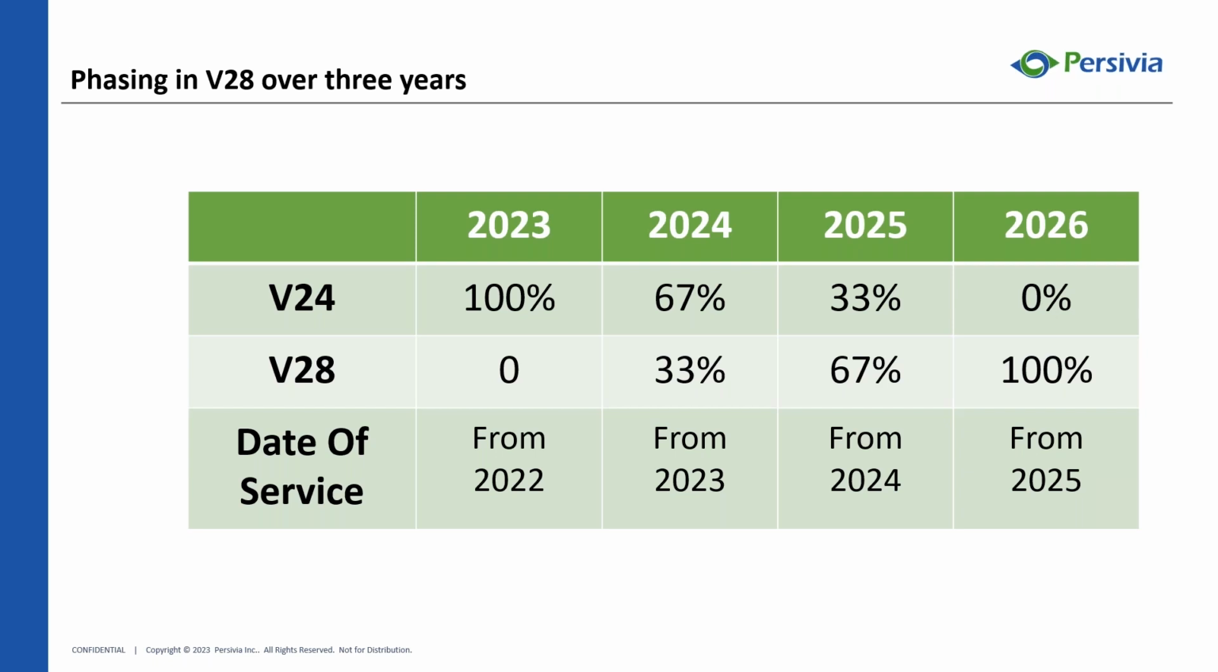Okay, so the technical adjustment will be phased in over 3 years, starting calendar year 2024. Risk scores will be calculated as a blend of 67% using the version 24 model and 33% using the updated version 28 model, using the diagnoses with date of service from 2023. And as you can see here, in calendar year 2025, the blended percentages have flipped. And by 2026, 100% of the risk scores are to be calculated with the version 28 model only. Next, please.